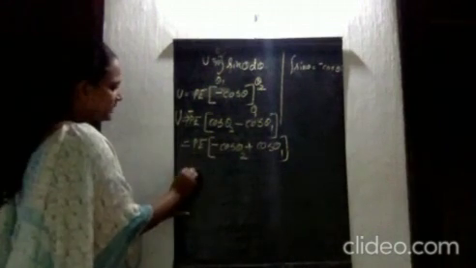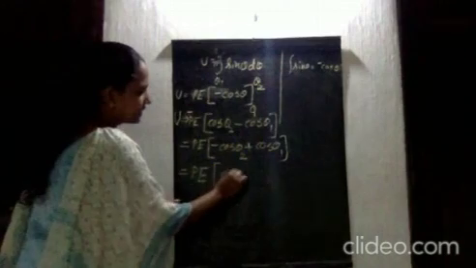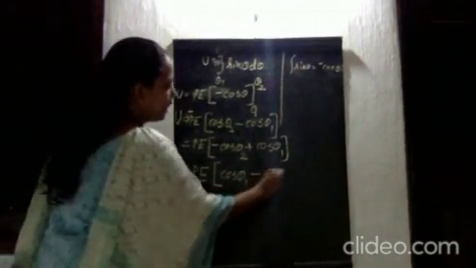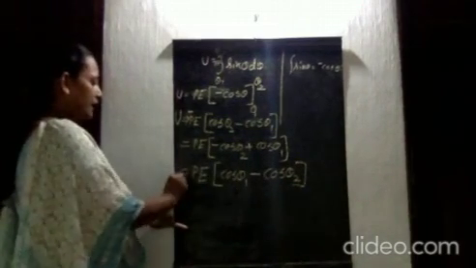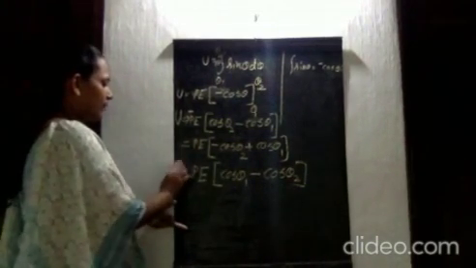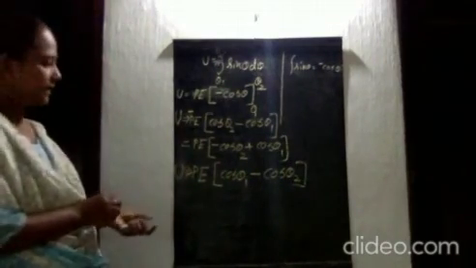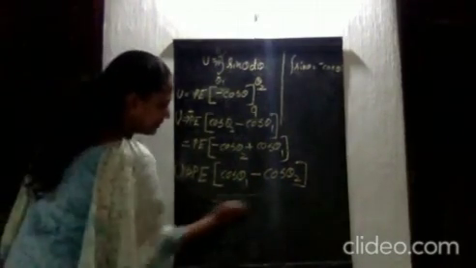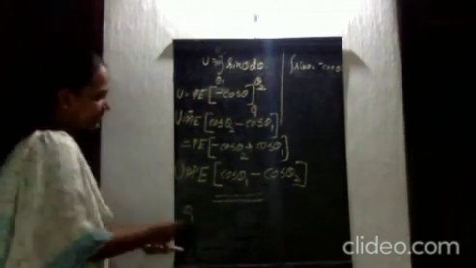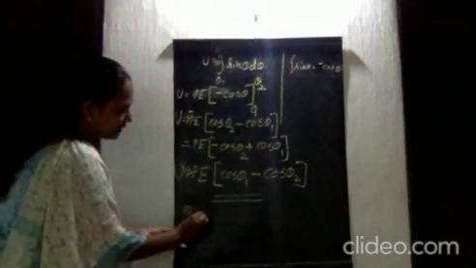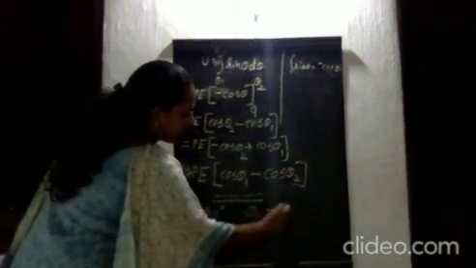So, this expression you can write as U equal to Pe times cos theta 1 minus cos theta 2. This is the general expression for potential energy of a dipole in an external electric field. And if you are keeping the dipole such that theta 1 is equal to 90 degrees, and the angle theta 2 is equal to theta.